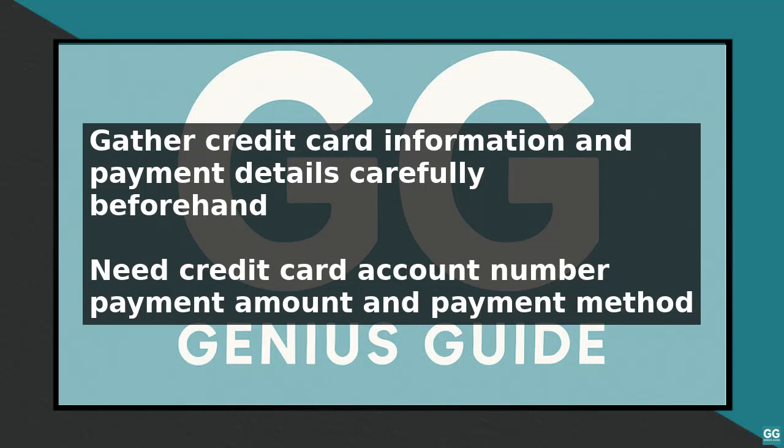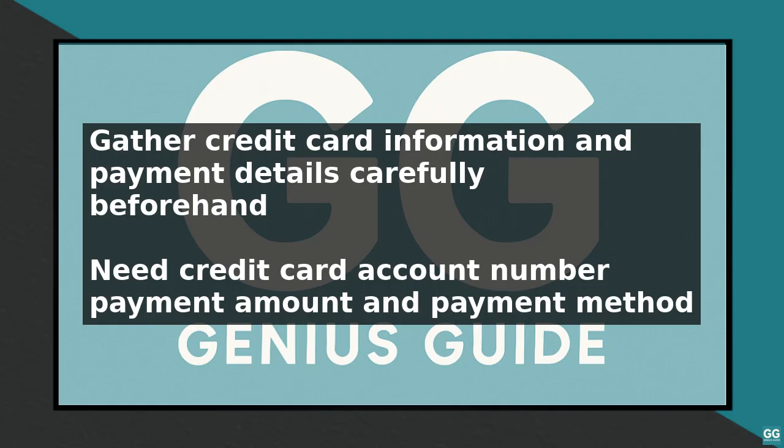To make a Bank of America credit card payment, start by gathering your credit card information and payment details. You will need your credit card account number, payment amount, and payment method. Bank of America offers several payment methods, including online payments, phone payments, mobile payments, mail payments, and in-person payments at a Bank of America branch or ATM.